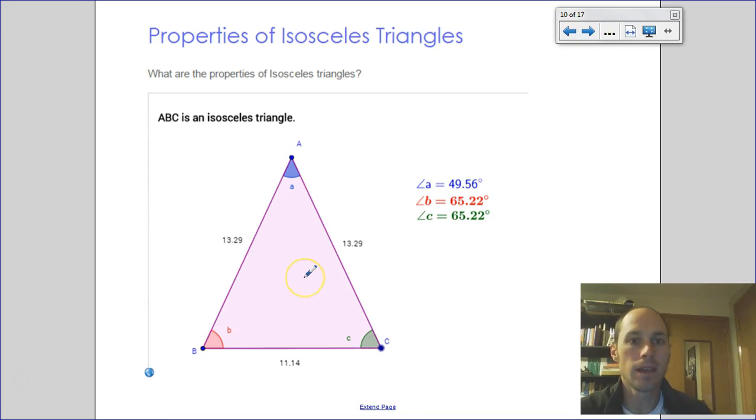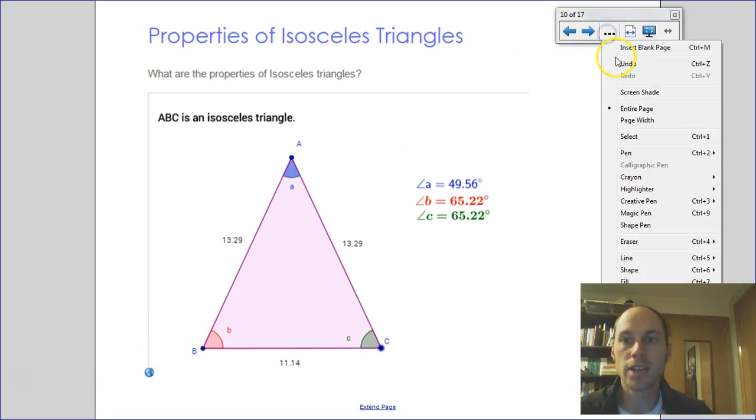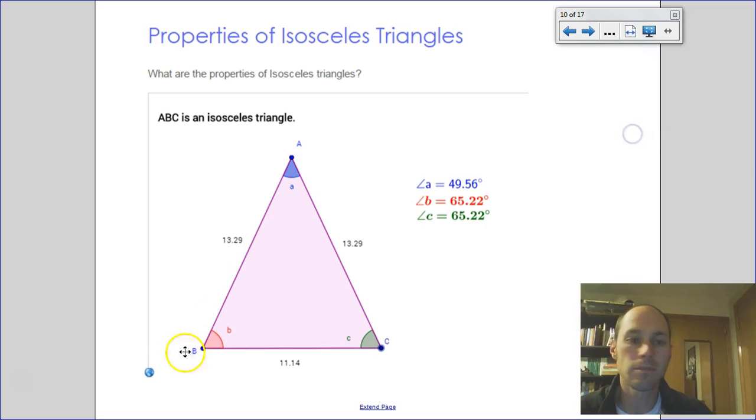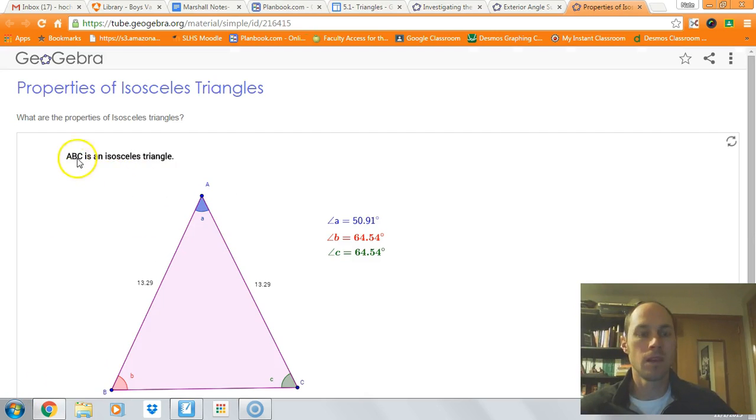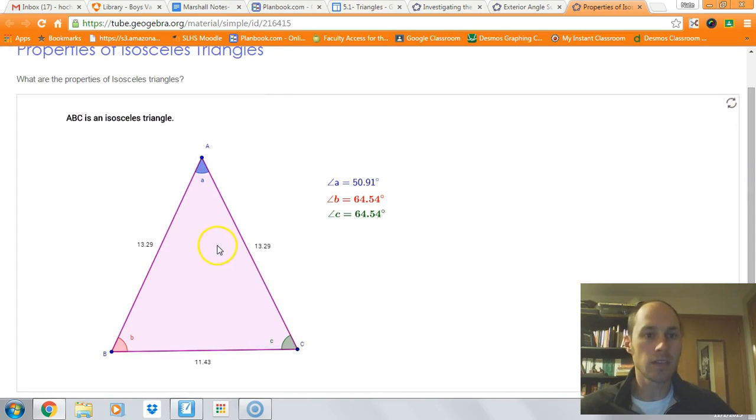Okay. Now let's take a look at isosceles triangles and equilateral triangles and see which kind of special properties those triangles have. Okay, so we can see ABC is an isosceles triangle. And as we take a look at the measurements of the angles, I see angle A is 50.91. Angles B and C are both 64.54. And the measurements, AB is 13.29, so is AC. And BC is 11.43. So we know that isosceles triangles have at least two sides congruent.